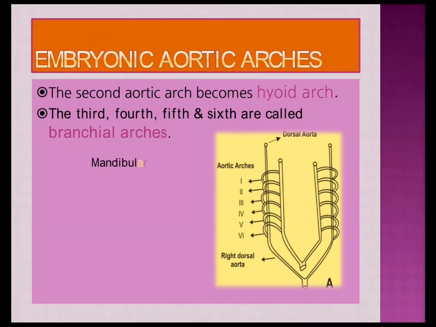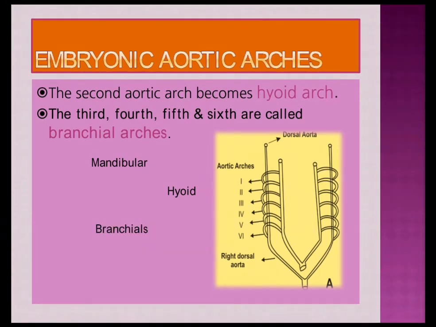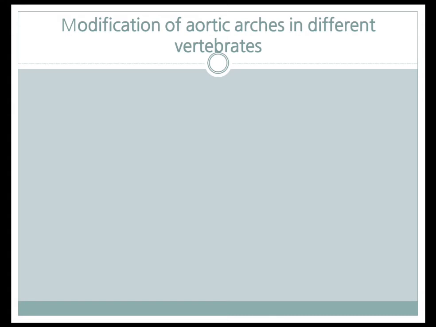So first will be the mandibular. If I talk about second, it is the hyoid. And third, fourth, fifth, and sixth are the branchials. So that is the primitive plan for the aortic arches which are present in the embryo of all the vertebrates when they are developing. Now, if I go further, what are the modifications of aortic arches in different vertebrates? This is the actual topic and this is the evolution phenomenon.